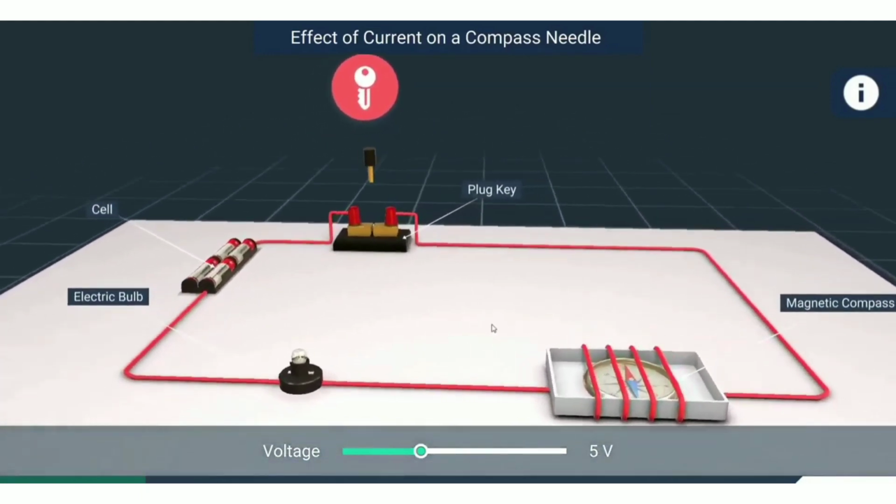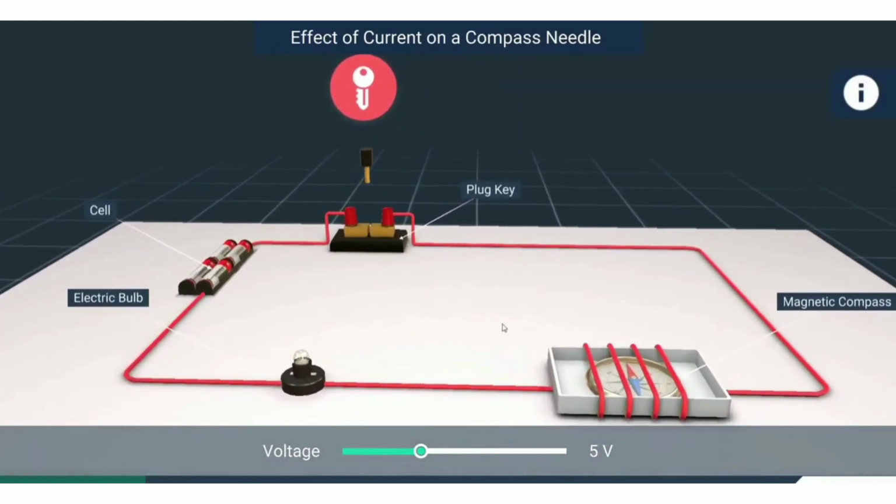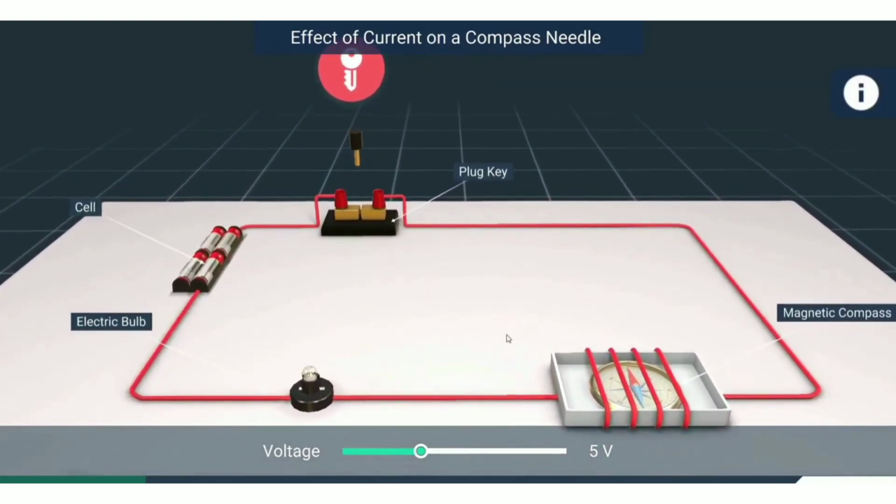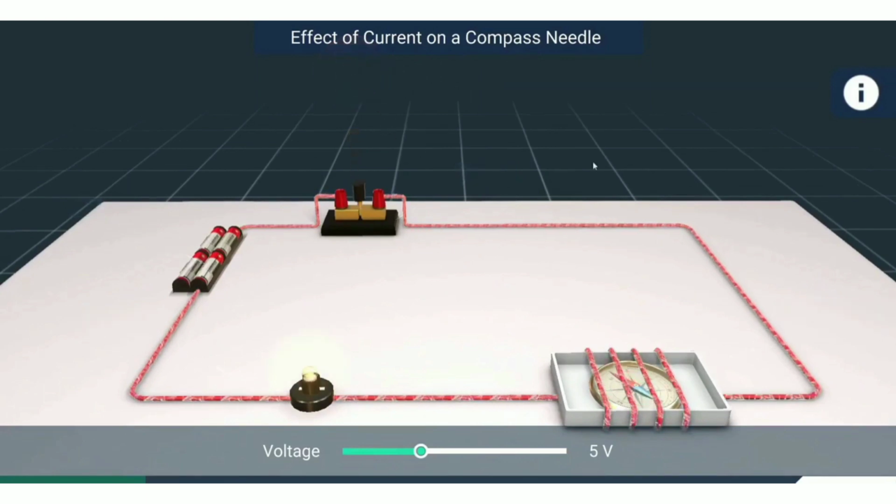The free ends of this wire are connected to an electric cell through a switch as shown. Note the direction in which the compass needle is pointing. Now switch on the circuit and observe the compass needle. We can see that the compass needle deflects.